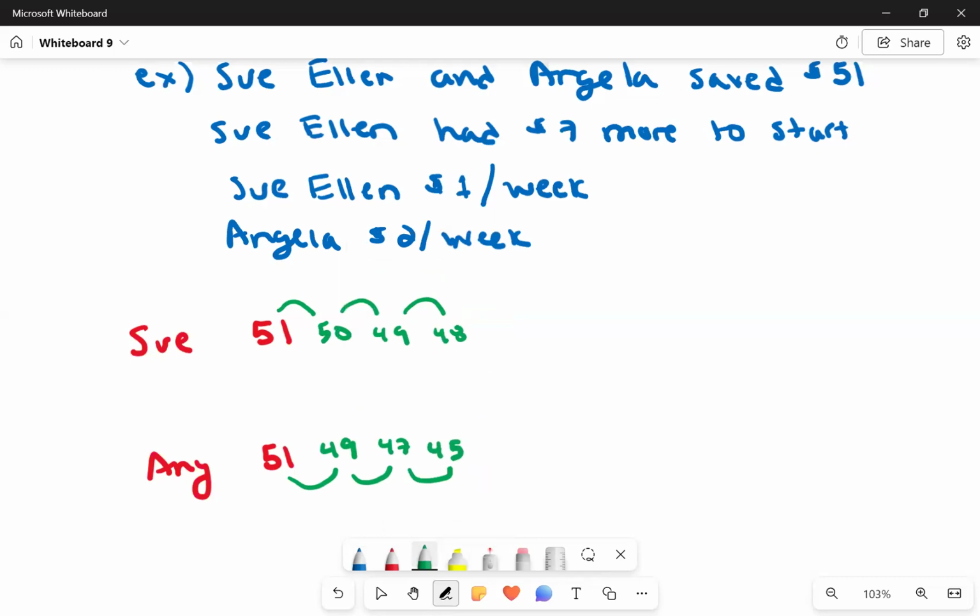Okay, the difference between them. So the difference between these two numbers is $1. But between those two, it's $2. I don't need the arrows. So the difference between those two is $1. Between those two numbers, 49 and 47, is $2. Between 48 and 45 is $3. Okay, we get it. So we have to go till we get to 7, right?